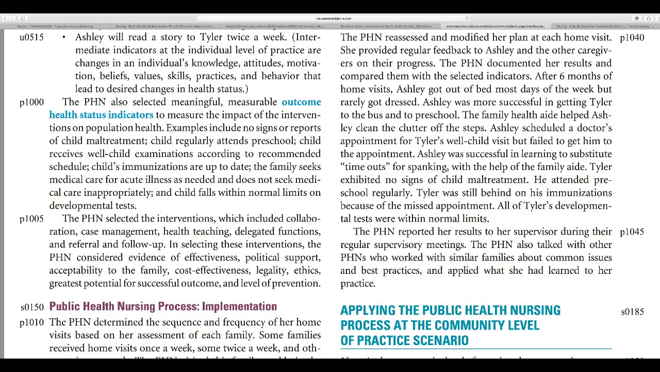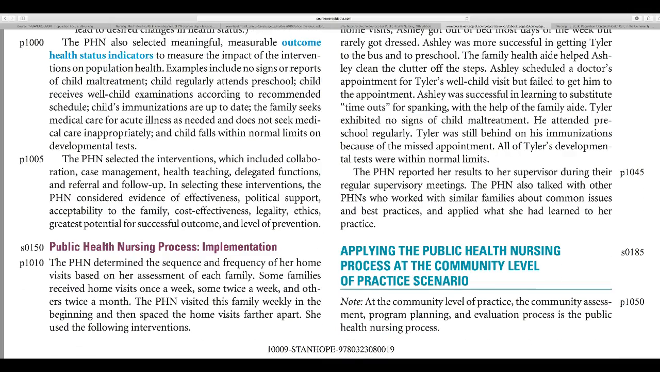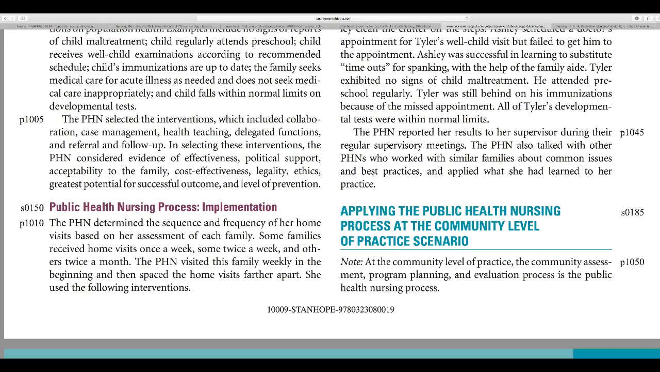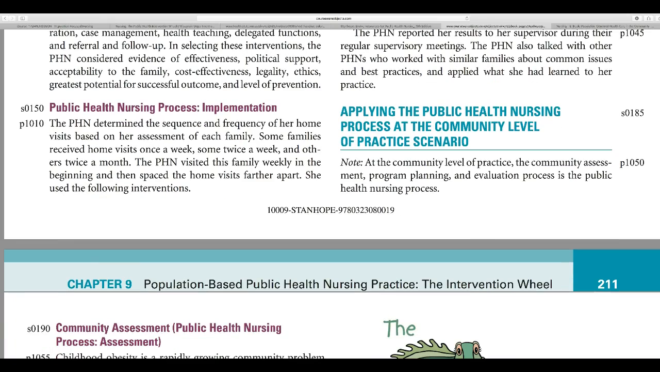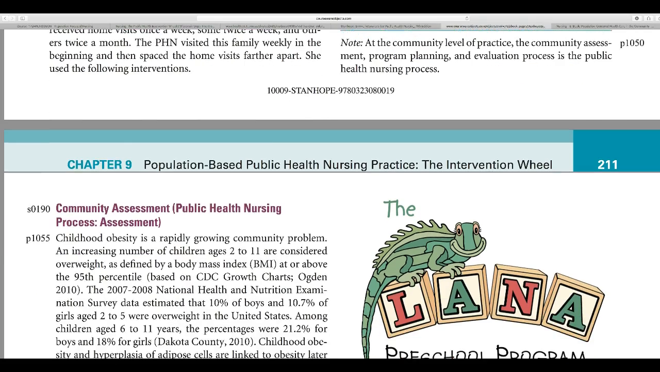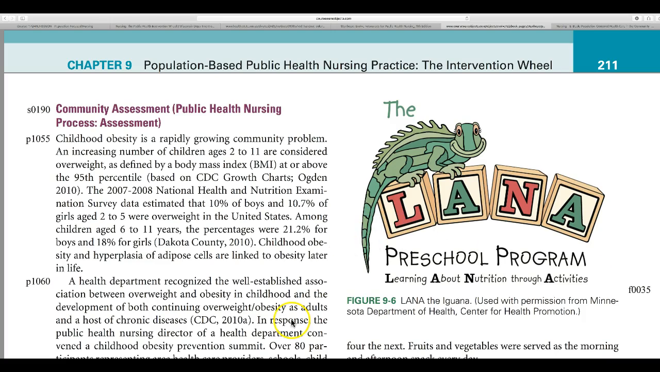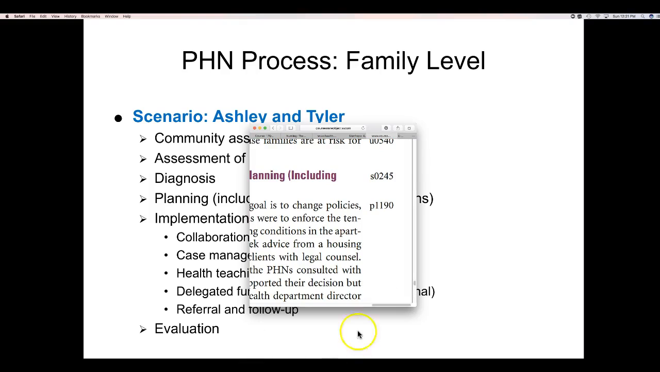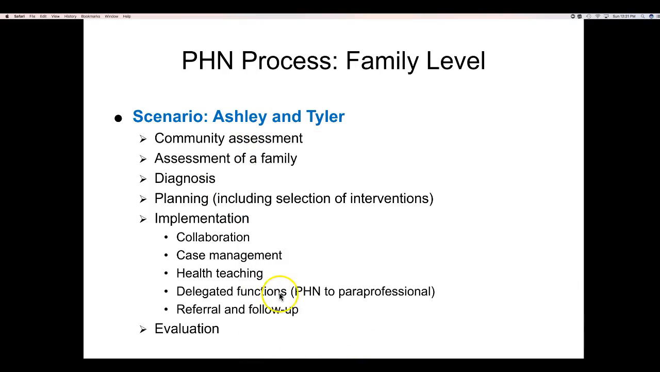So things that are reached, great. Things that weren't, that's when you reassess and make a new plan based on that. So, applying the public health nursing process at the community level of this scenario. Remember that community level of practice: the community assessment, program planning, evaluation process, public health nursing process. So let's go back to our PowerPoint. Here it talks about all the levels that we discussed, and you evaluate them based on that. You make a new assessment, diagnosis, plan, implementation, and evaluation. So that is it for this chapter.